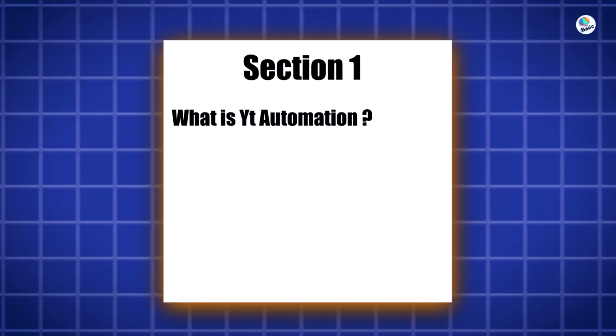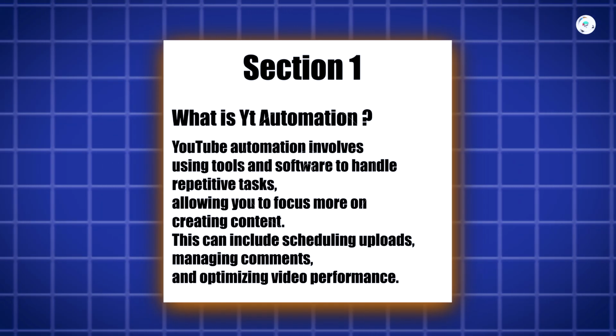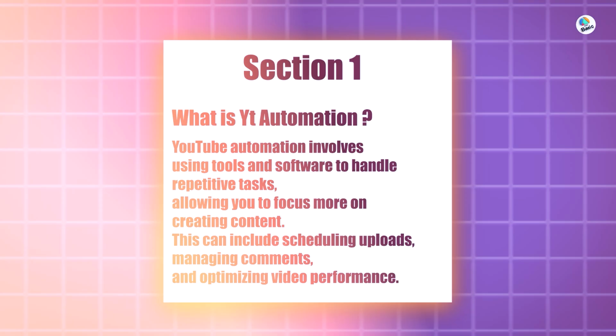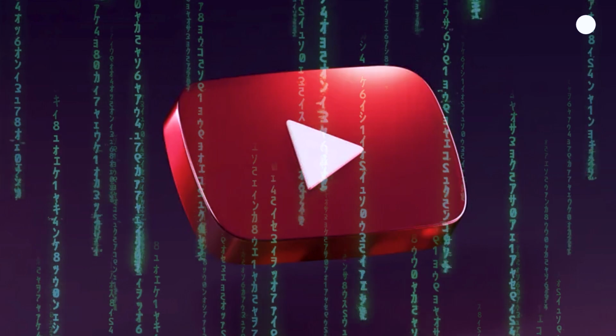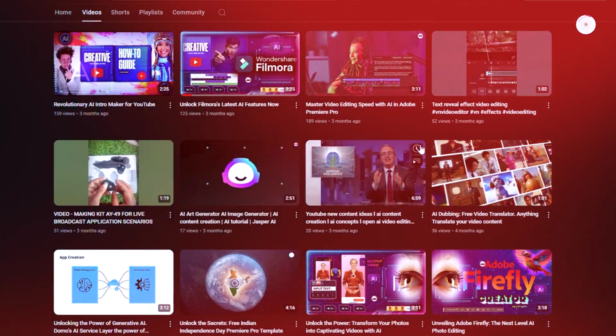Section 1. What is YouTube automation? YouTube automation involves using tools and software to handle repetitive tasks, allowing you to focus more on creating content. This can include scheduling uploads, managing comments, and optimizing video performance. The goal of automation is to save time, increase efficiency, and maintain consistency in content production and audience engagement.